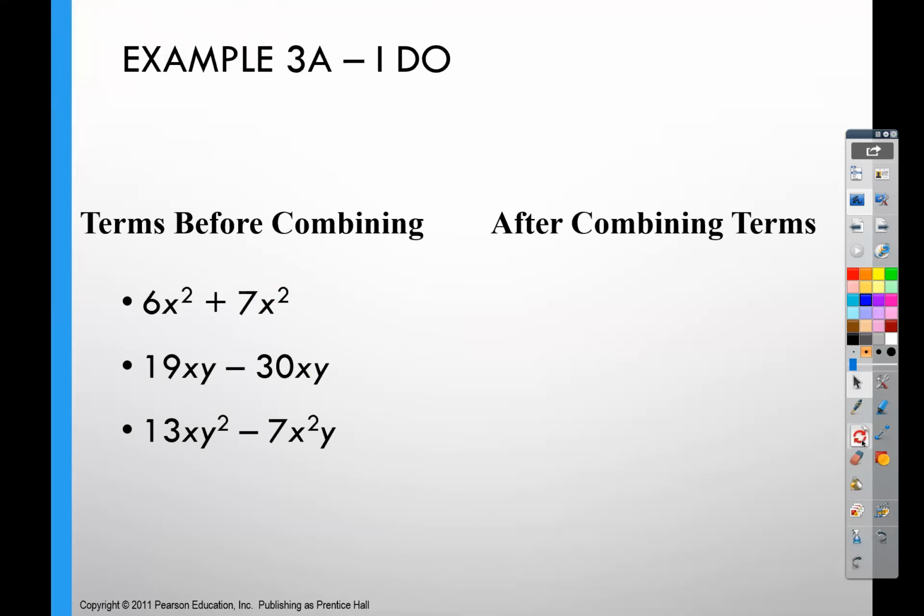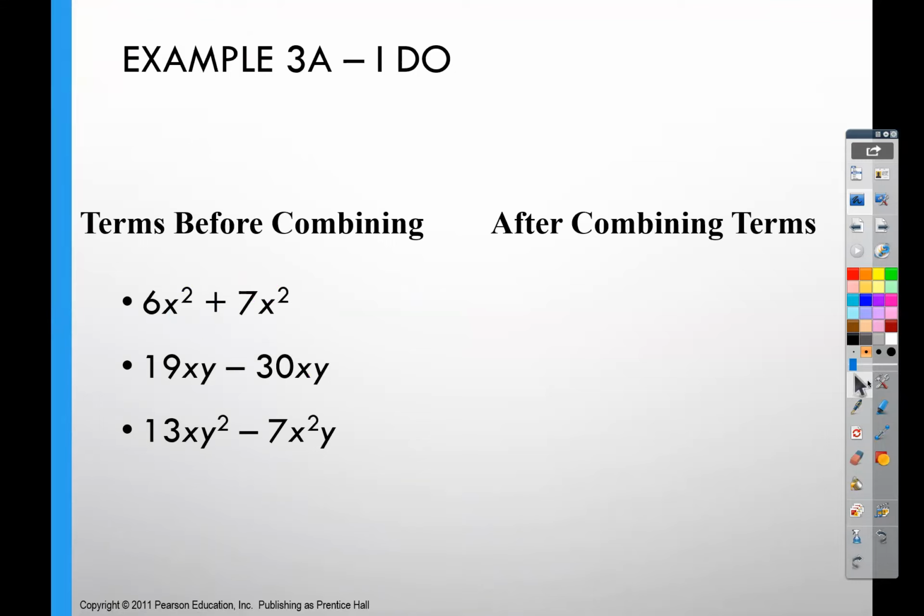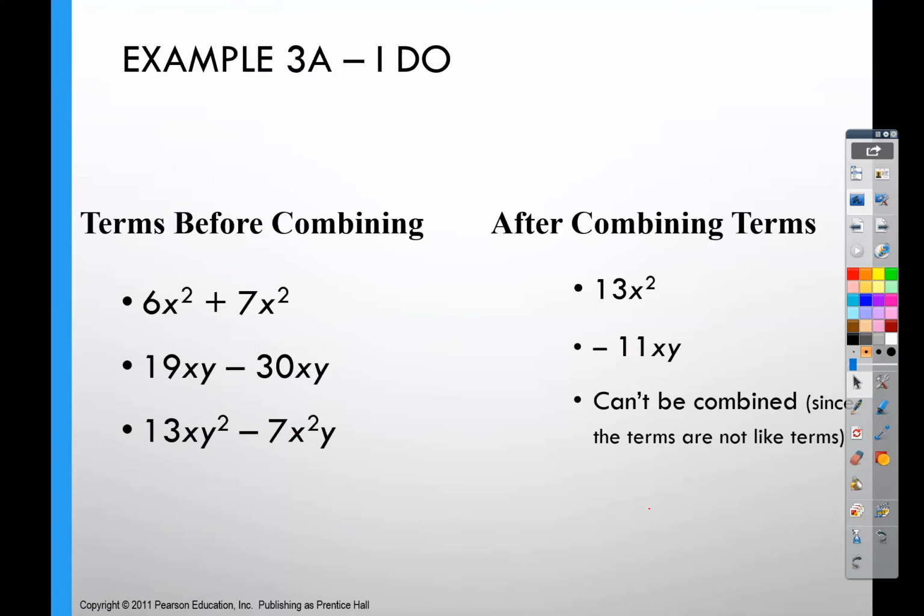All right, so terms before combining and after combining. All right, so we can combine 6x squared plus 7x squared because the x squareds are the same. So 6 plus 7 is 13. 19xy minus 30xy. So 19 minus 30 is -11. And 13xy squared minus 7x squared y, those are not like terms because the exponents on the variables don't match. So it cannot be combined.